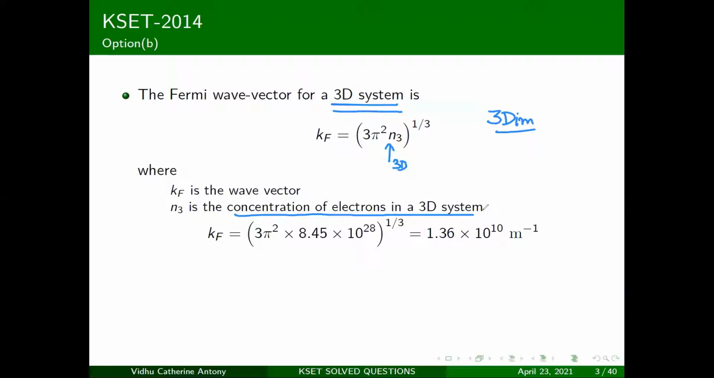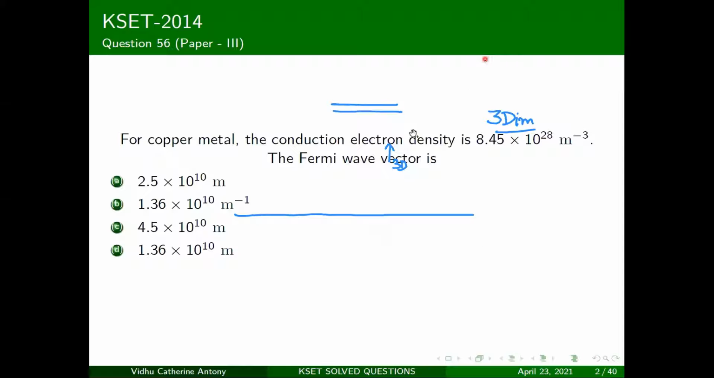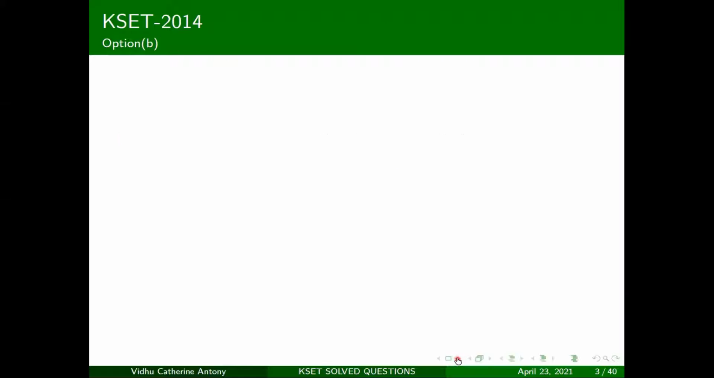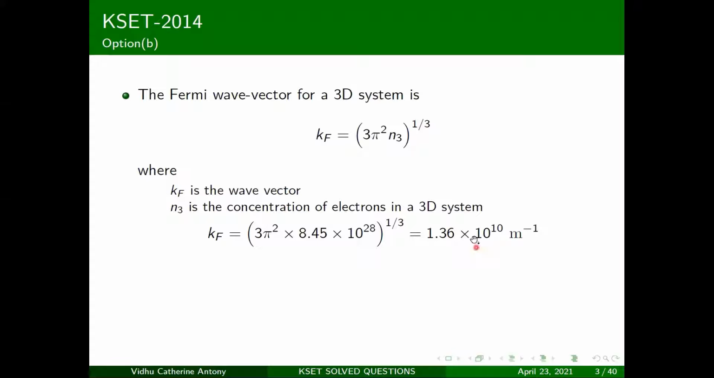So this is very easy to calculate. You just need to know it's (3π²n₃) whole power 1 by 3, and you just substitute the value of the concentration of the electrons in a three-dimensional system. They've given you the conduction electron density, which is basically the concentration of electrons in your system. You substitute this and you get 1.36 × 10^10 meter^-1.